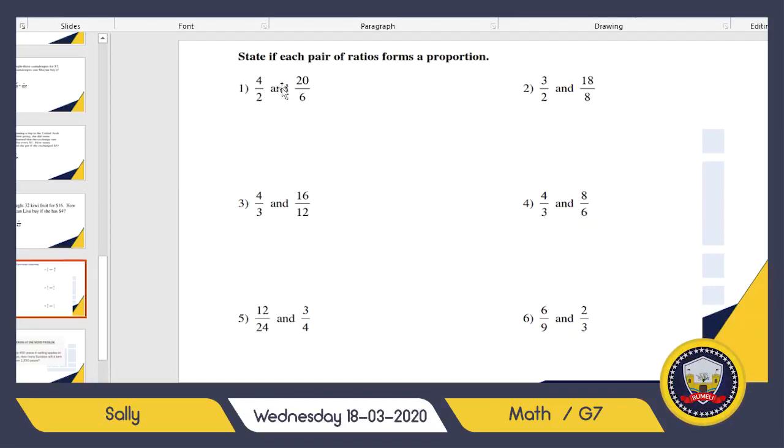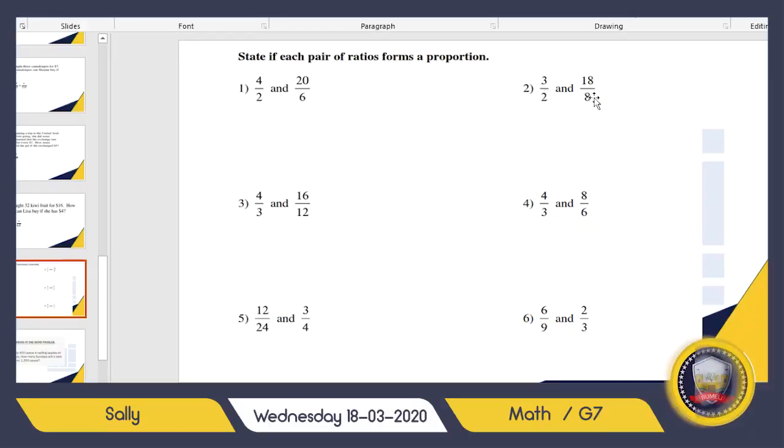Again, I will just cross multiply. 4 times 6 equals 24. 2 times 20 equals 40. So, does 24 equal 40? No. So, the first question is not proportion. Let's take number 2. I will do the same thing, and if both answers are equal, so it's going to be proportion. But if they are not equal, so the two ratios are not proportion.